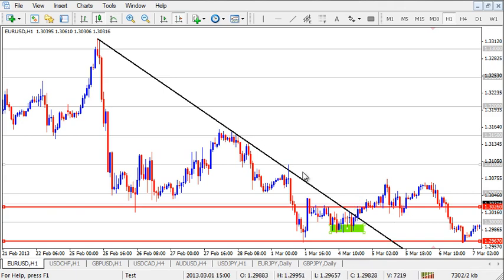It has to have 3 points. It has to test a line either ahead of time or after, and you can trade it after the test. And then you put your stop loss down behind the most recent high or low, depending on which way it's breaking out. All right, so let's look at the next one.